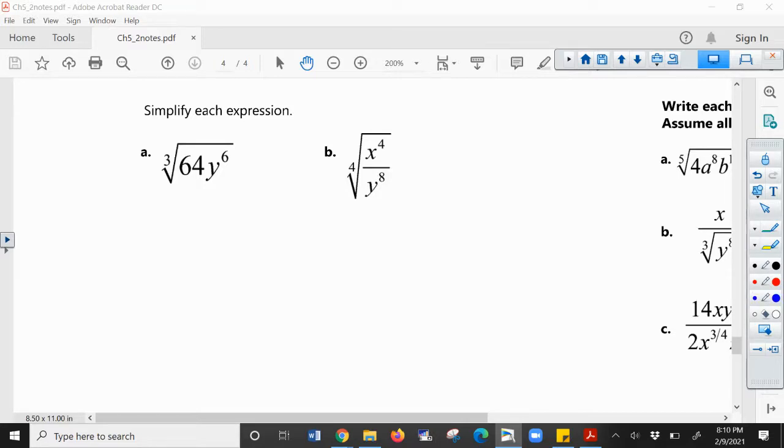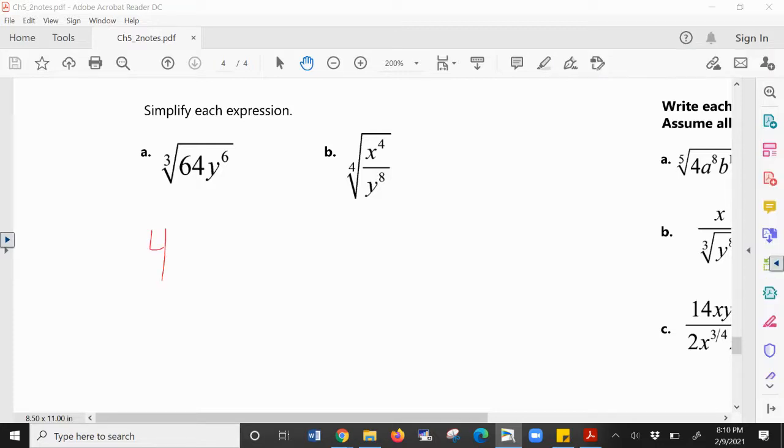Square root of the cube root of 64, y to the 6. Well, if you break down 64, you could break it down to a lot of 2's, or if you know that 4 times 4 times 4 is 64, then you'd get 4. Now look at how easy the fractions are. If I change that to rational form, I would get 6 over 3. Well, 6 over 3 is the same as y squared.